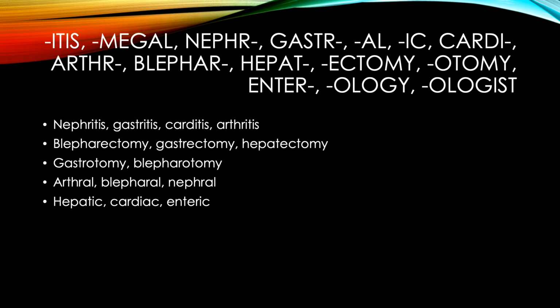So for example, -itis, -megaly, -al, -ic, -ectomy, -otomy, -ology, and -ologist are all suffixes because they have the hyphen in front of them. There's going to be another part of the element that will come in front of those terms. Whereas we have nephr-, gastr-, cardi-, arthr-, blephar-, hepat-, and enter-, those are all prefixes. They will always come at the beginning of the words.